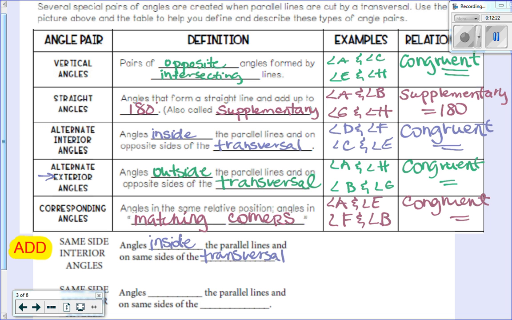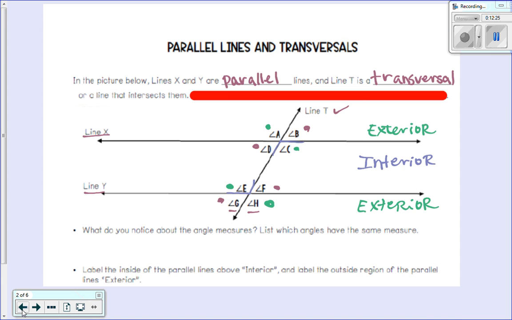So let's look at the picture right above. Notice that we labeled here interior. Line T is our transversal. So they're on the same side. So angle C goes with what on the same side? Angle F. Good. You see how they're on the same side and they're on the inside? Is there another pair? D and E. They're on the same side of the transversal, right? And they're inside the parallel lines. So they're interior, same side.